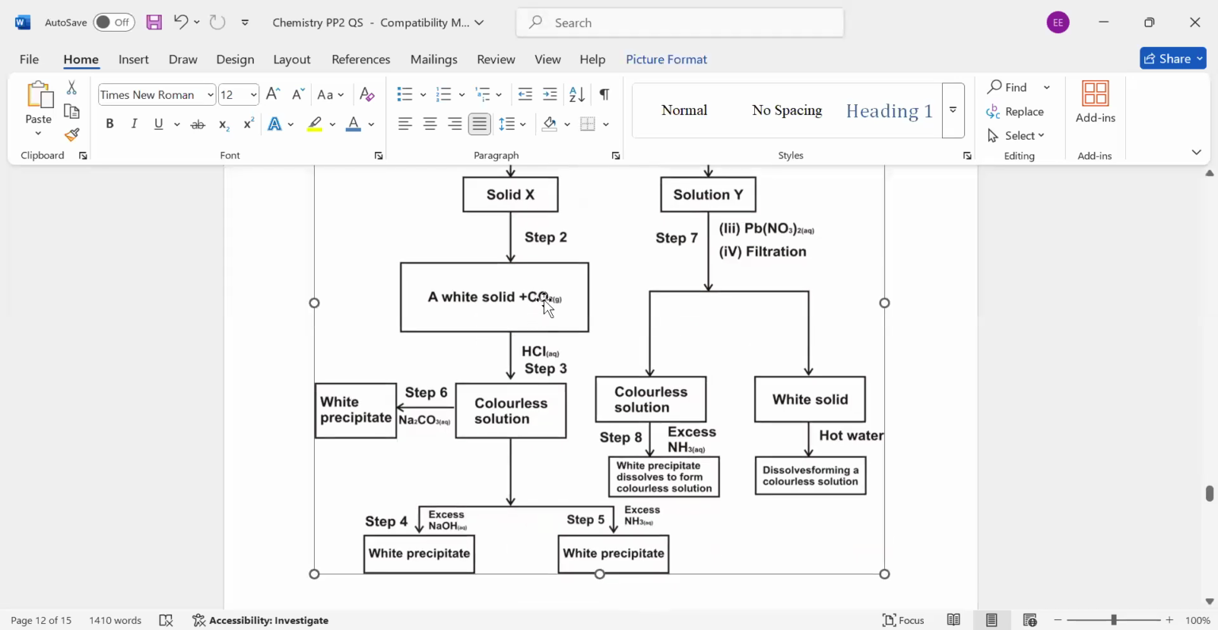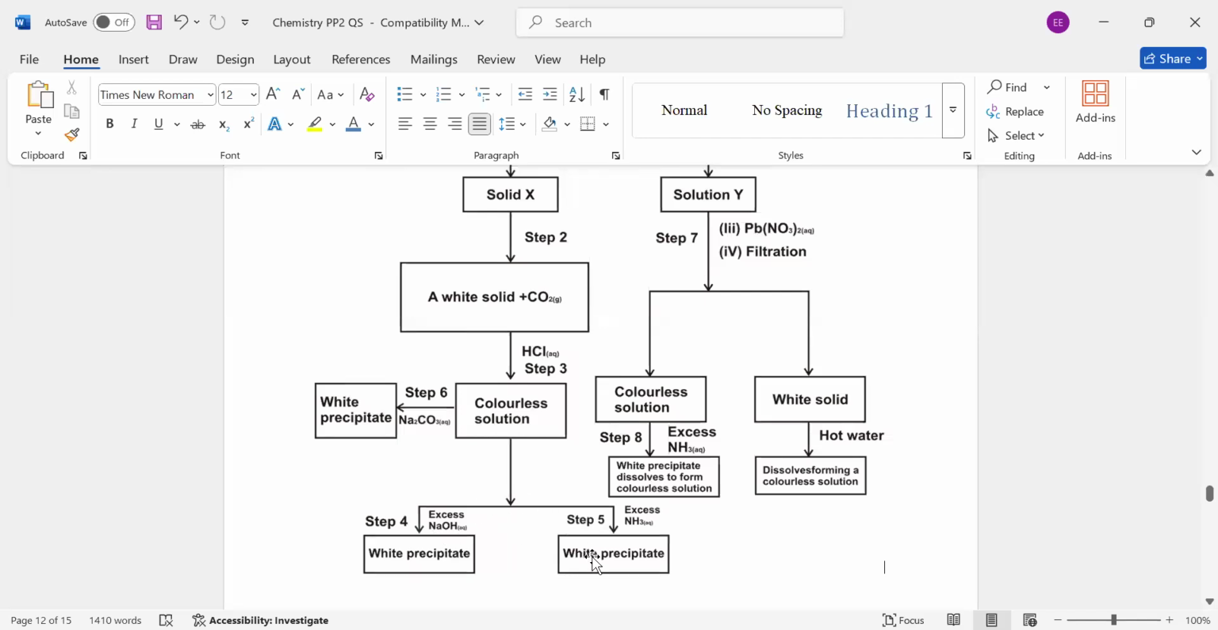We can still continue and see which cation is present. Of course, the carbon dioxide being a gas can escape. So this white solid, we add HCl, we get a colorless solution. We add a carbonate to that colorless solution to get a white precipitate. There are several carbonates that are insoluble, so we still can't tell. But then, let's look at step 4 and 5. Maybe it can give us an idea.